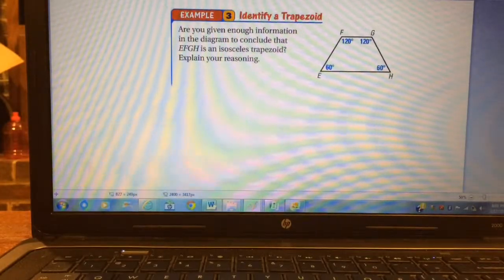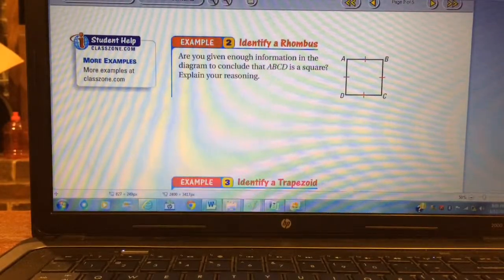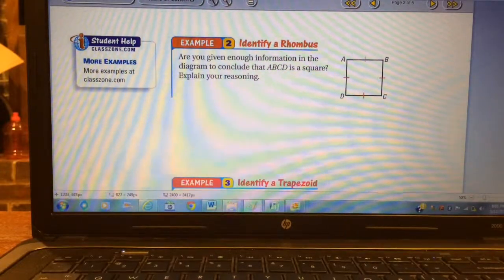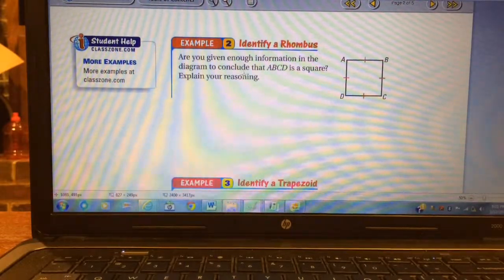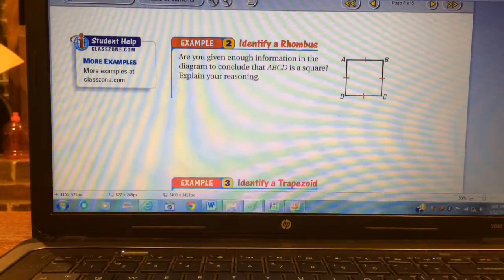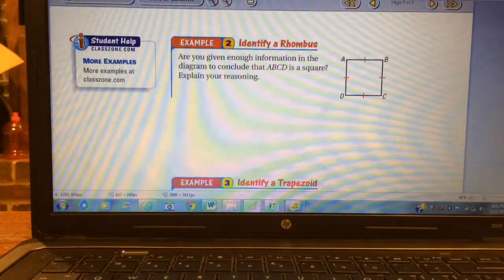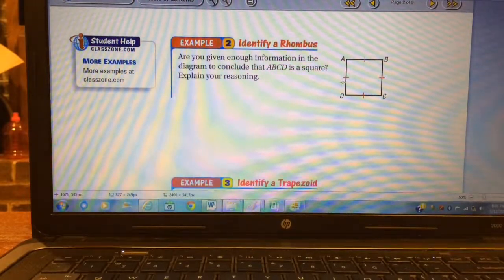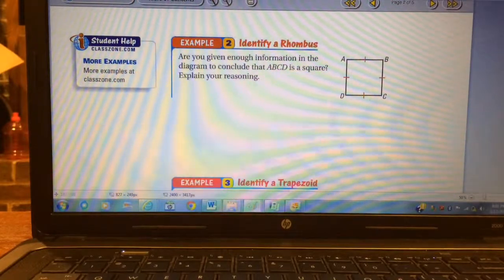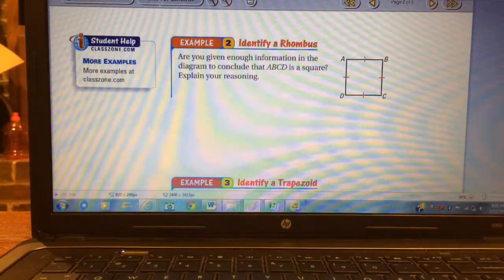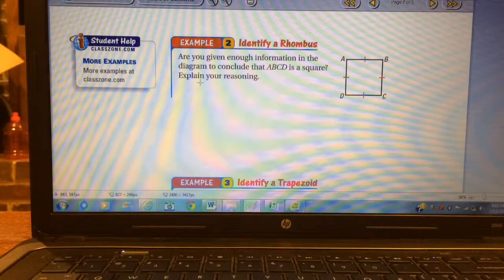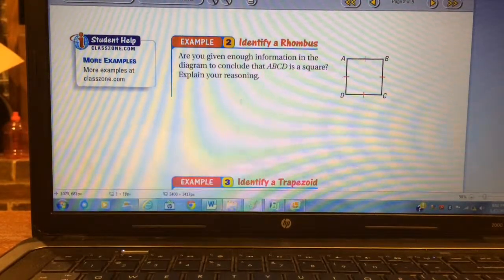So here we have a few more examples. Example 2 says, are you given enough information in the diagram to conclude that ABCD is a square? Well, I see that all four sides are congruent, but I don't see anything about the measure of the angles. So we don't know that A, B, C, and D are right angles. So we're going to say no.